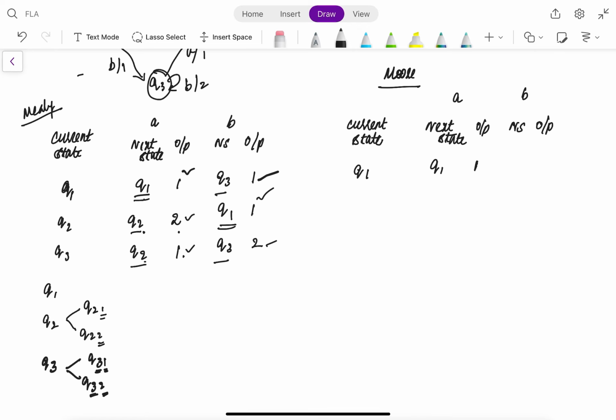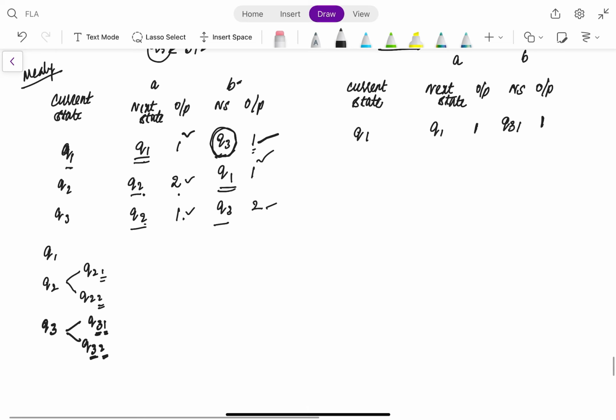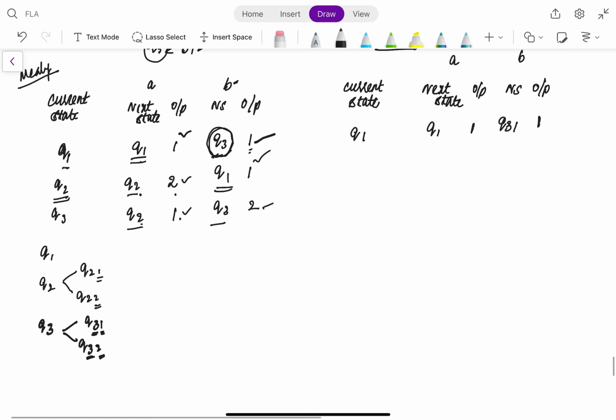So go back to the transition table. Q1 on B goes to Q3. Q3 output is 1, right? So this is Q31, with output 1. Next state we have is Q2. We have split Q2 into two states, Q21 and Q22. Q21's output is 1, so we give the output as 1. Q22's output is 2, so write the output as 2.